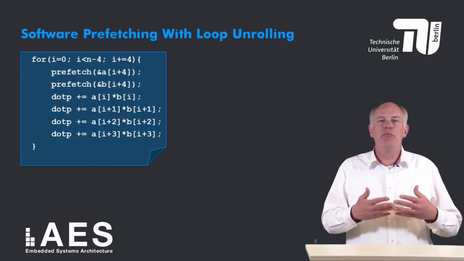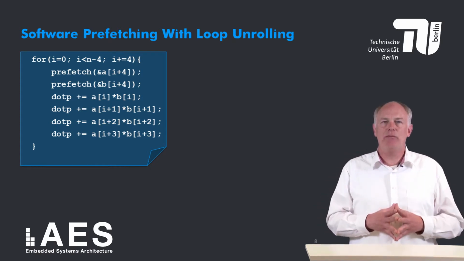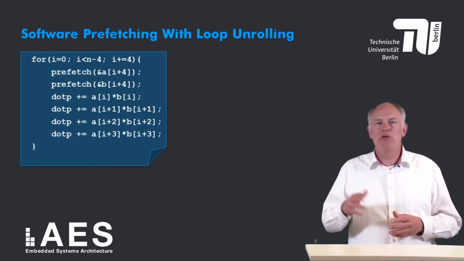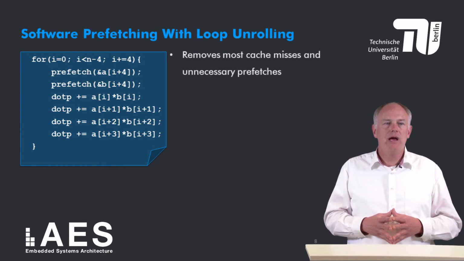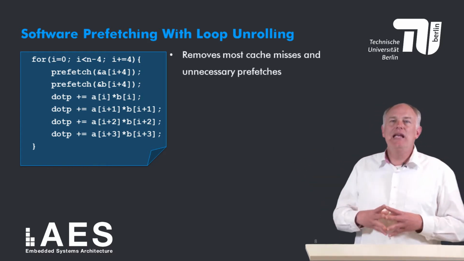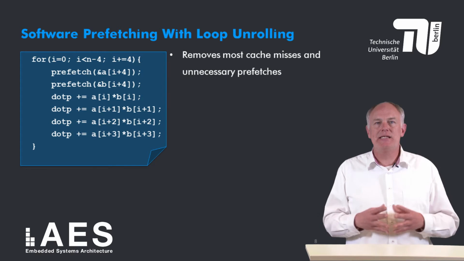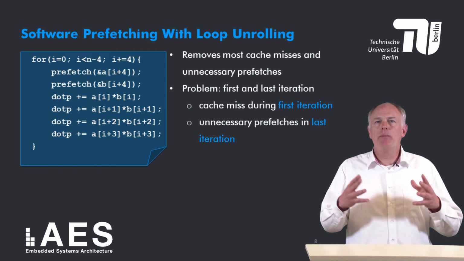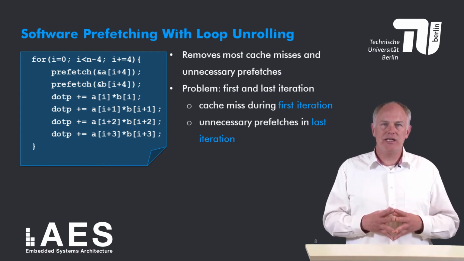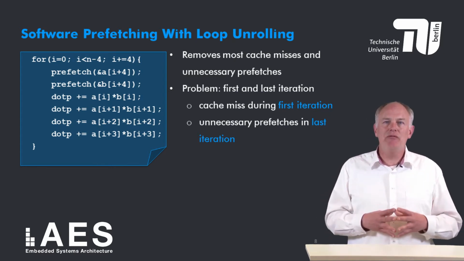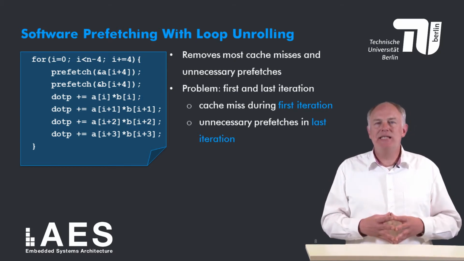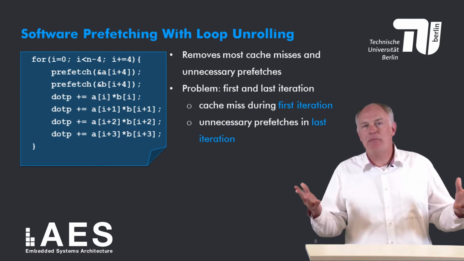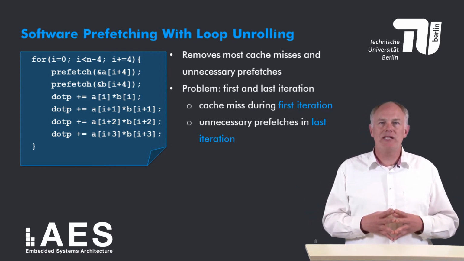Every loop iteration prefetches the next blocks of A and B and then accesses the elements i, i+1, i+2 and i+3. This code hopefully eliminates most cache misses and unnecessary prefetches. 2 problems still remain, however. These problems occur in the first and last iteration. Because the data has not been prefetched, there will be cache misses in the first iteration. In addition, there will be unnecessary and perhaps illegal prefetches in the last iteration.